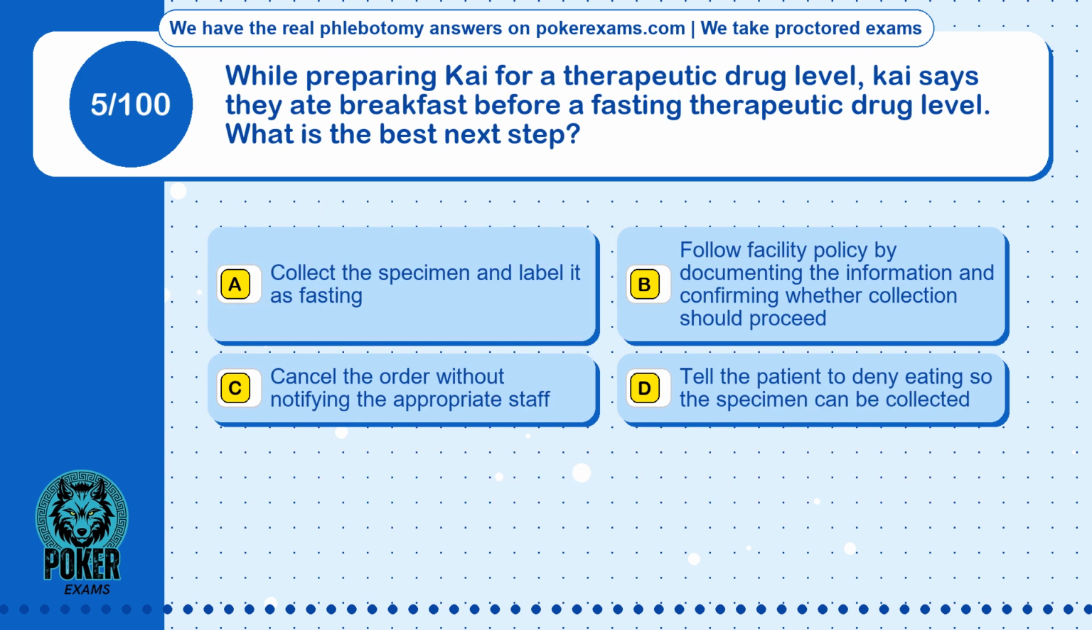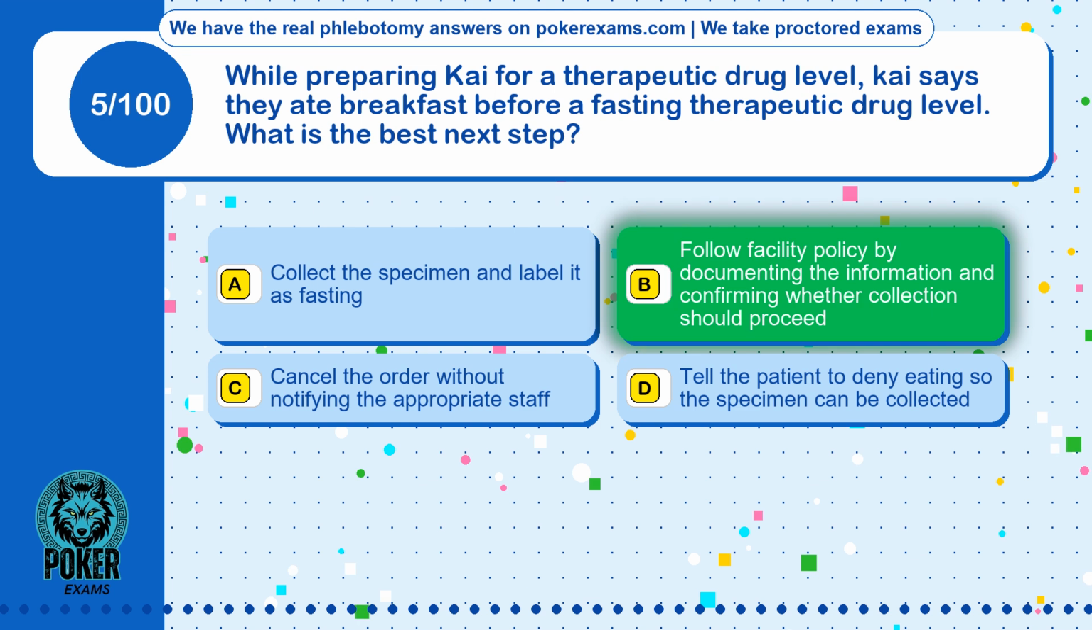Question 5. While preparing Kai for a therapeutic drug level, Kai says they ate breakfast before a fasting therapeutic drug level. What is the best next step? Option A. Collect the specimen and label it as fasting. Option B. Follow facility policy by documenting the information and confirming whether collection should proceed. Option C. Cancel the order without notifying the appropriate staff. Option D. Tell the patient to deny eating so the specimen can be collected.